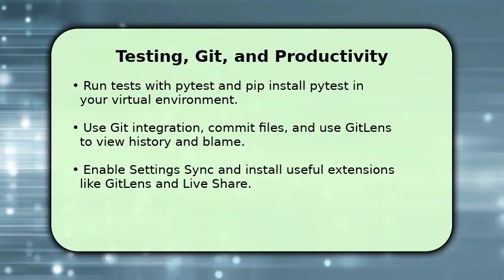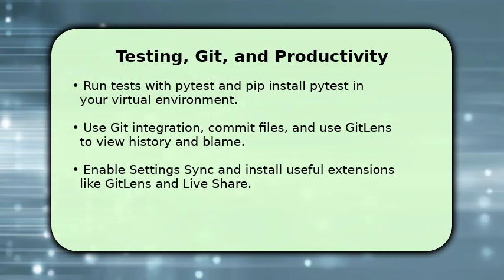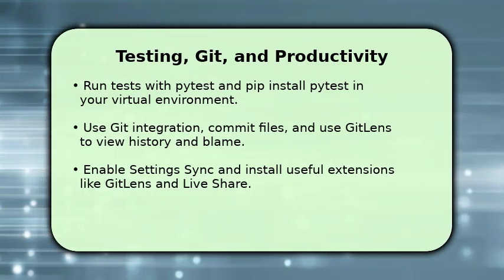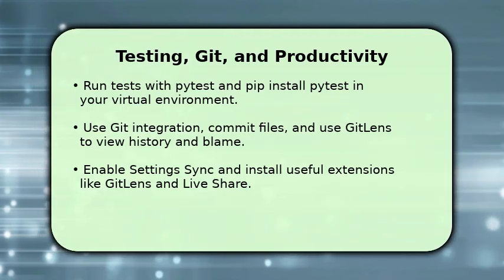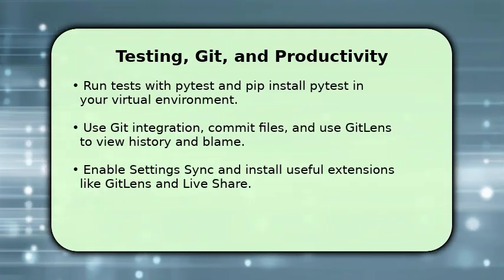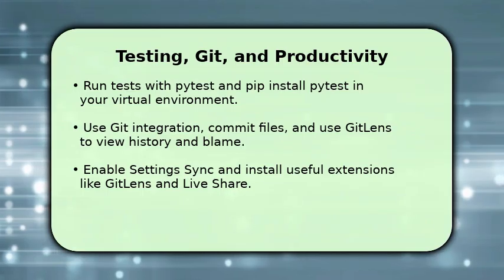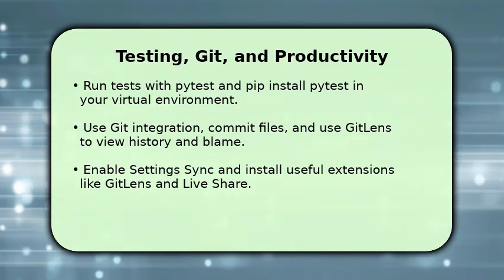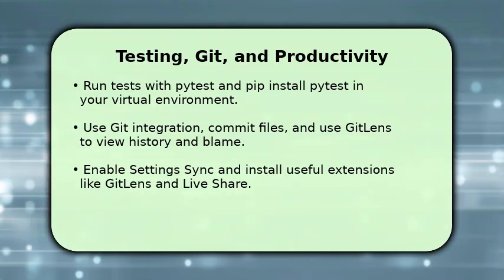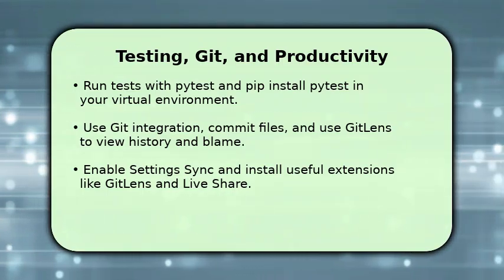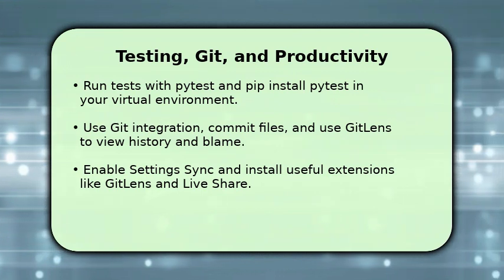Use git init, then stage and commit files inside VS Code using the source control pane to track changes. Install GitLens to explore history, authorship, and file annotations while coding. Enable settings sync to keep extensions, key bindings, and preferences consistent across machines for a reproducible workflow.